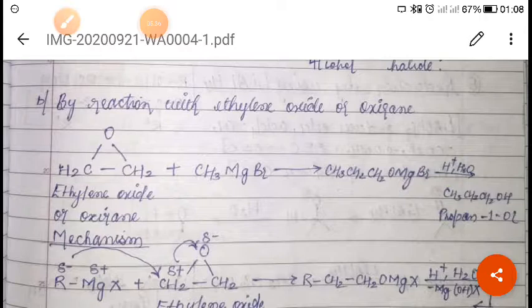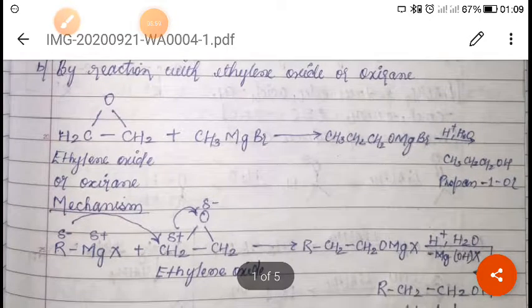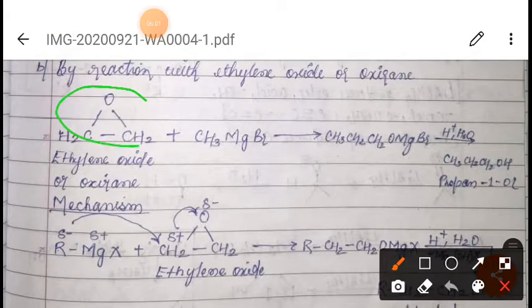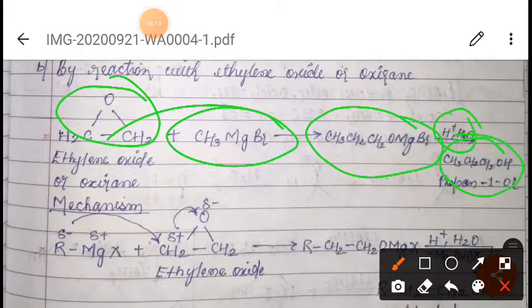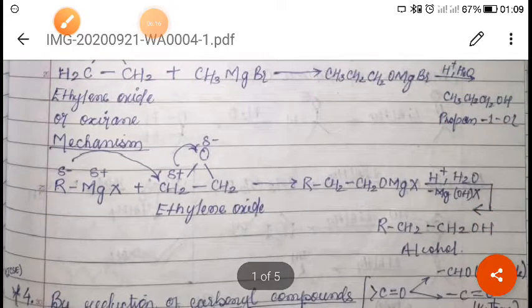product. When we hydrolyze this with water in the presence of some acids, it will give alcohol. As you can see here, we have taken ethylene oxide and reacted it with CH3MgBr. So what have we got? We have got the addition product first, CH3CH2CH2MgBr, and when we further hydrolyze this, we get alcohol, as you can see here. So how has it happened? We will see the mechanism.